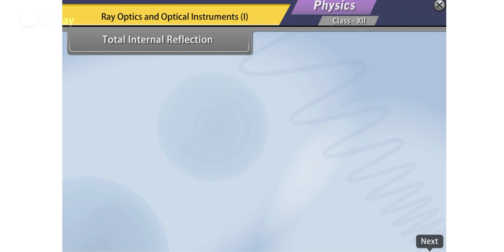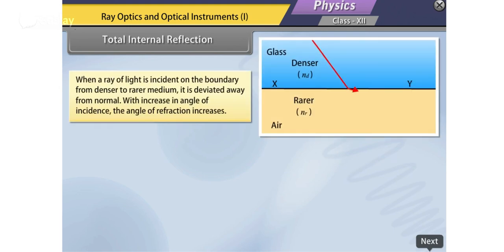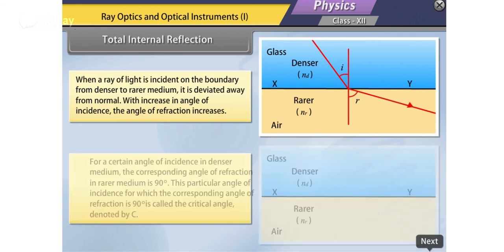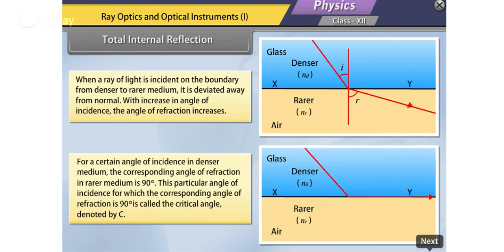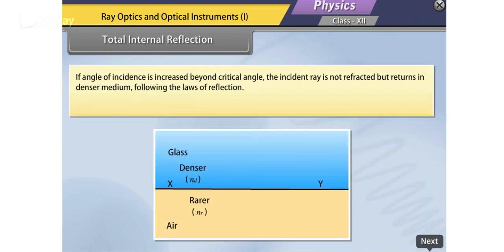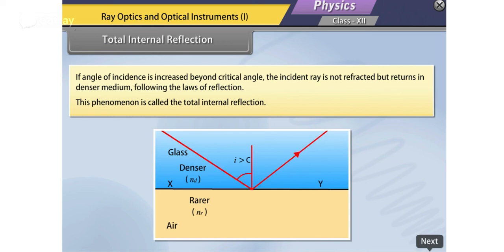Total internal reflection. When a ray of light is incident on the boundary from denser to rarer medium, it is deviated away from the normal. With increase in an angle of incidence, the angle of refraction increases. For a certain angle of incidence in denser medium, the corresponding angle of refraction in rarer medium is 90 degrees. This particular angle of incidence, for which the corresponding angle of refraction is 90 degrees, is called the critical angle, denoted by C. If angle of incidence is increased beyond the critical angle, the incident ray is not refracted but returns in denser medium following the laws of reflection. This phenomenon is called the total internal reflection.